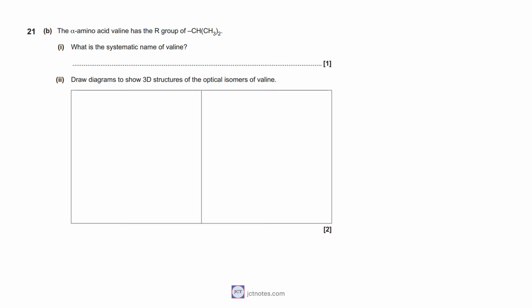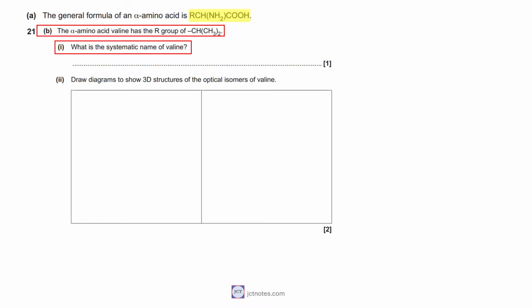Part B of question 21 is about the alpha amino acid valine, and we are given the R group. In the first question, we are asked what is the systematic name of valine. The best approach for this question is to draw the formula of the compound. With the general formula for alpha amino acids given in Part A, and the given structure of the R group, we can draw the valine. Then, we select the longest chain and start numbering the carbons from the carboxylic acid.